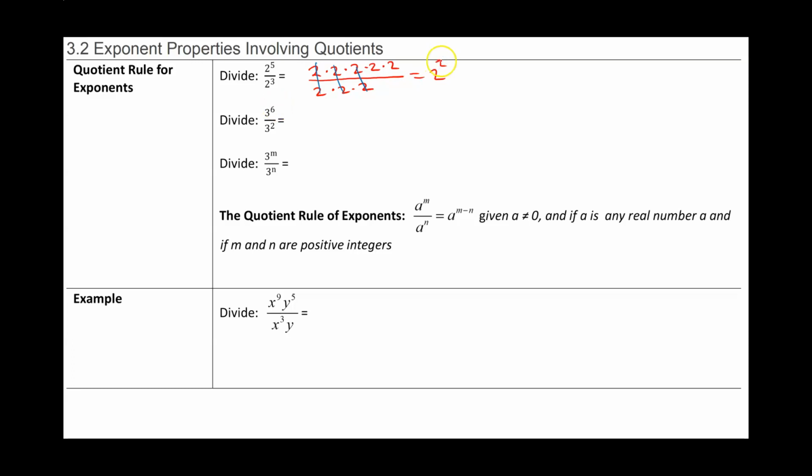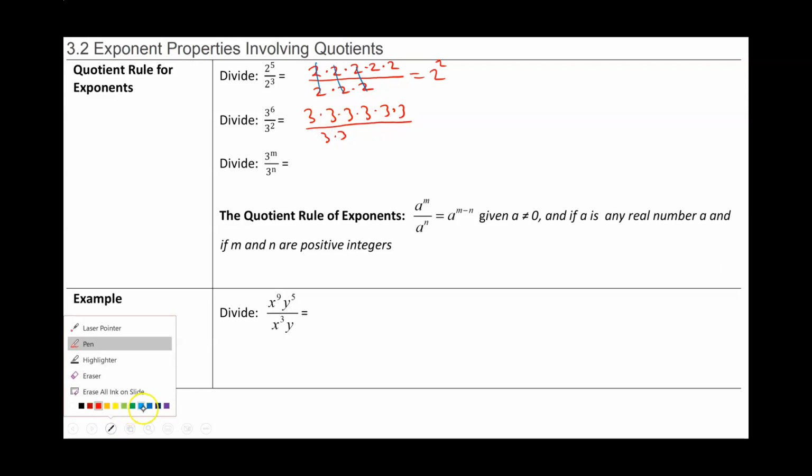Okay, the next one, we have 3 to the 6th. We have 1, 2, 3, 4, 5, 6 divided by 3 squared. So once again, we're going to cross those out. So what we have is 1, 2, 3, 4, so 3 to the 4th. And the pattern, which hopefully you can see, is you keep the same base and you subtract the powers. 5 minus 3 is 2. 6 minus 2 is 4.